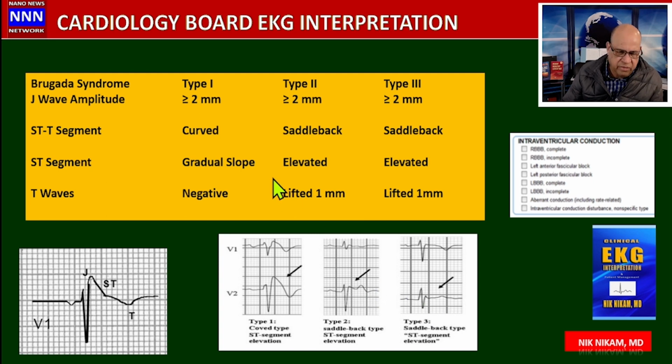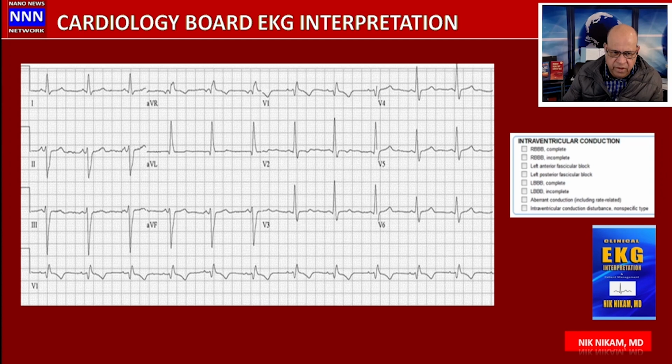key factor. And here is an example of another right bundle branch block with left axis deviation, left anterior hemiblock, and some T wave changes. Looks like the previous EKG we saw.